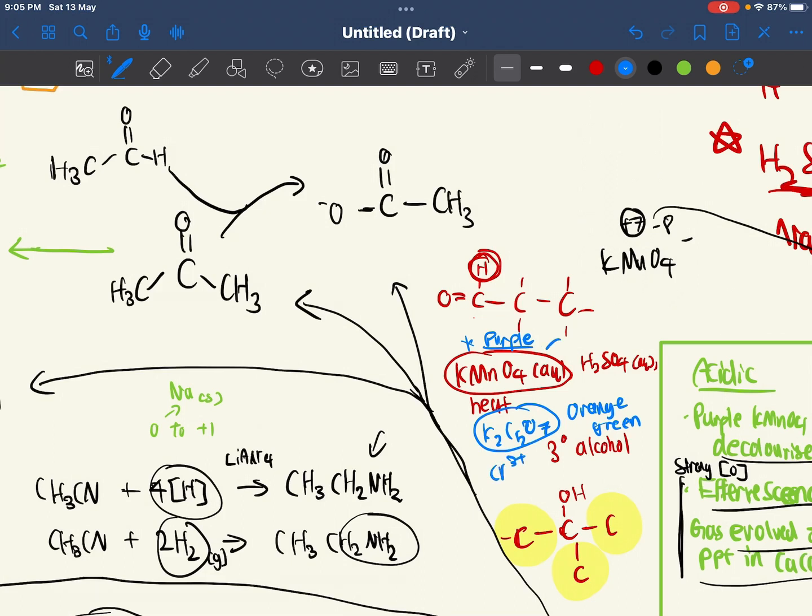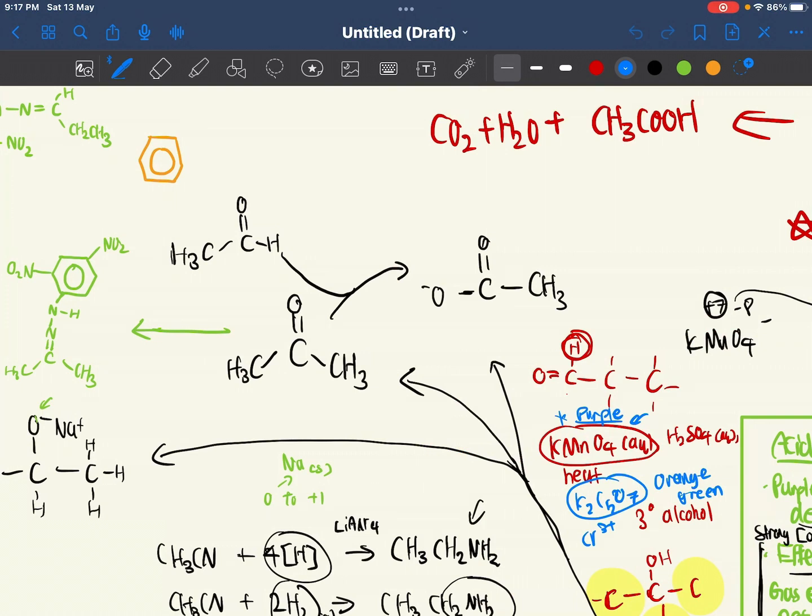For KMnO4, the purple solution decolorizes to form a colorless solution. That's one thing you have to take note of. Alright, so now moving on to talk about our carbonyl compounds.